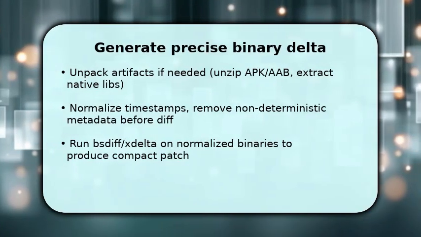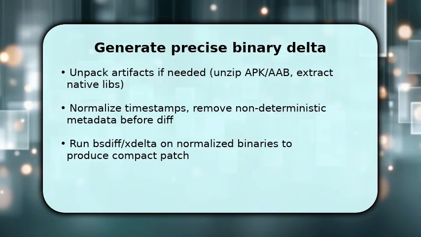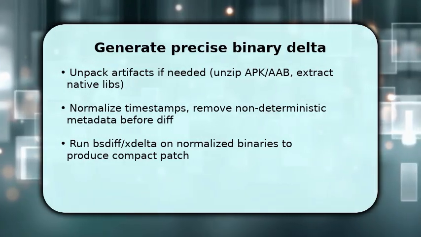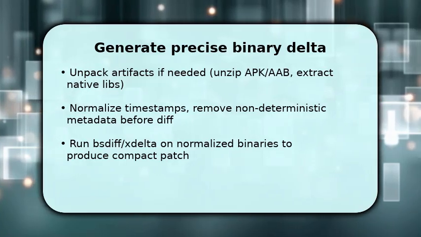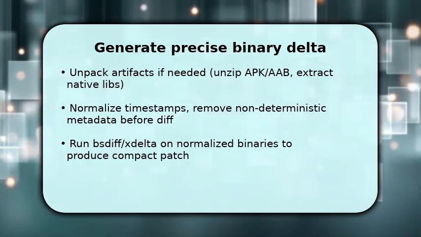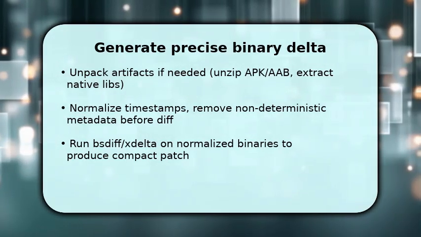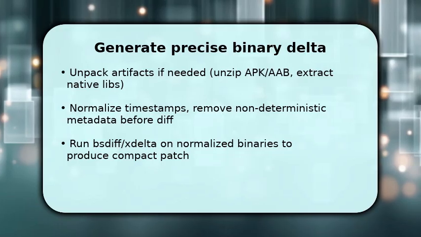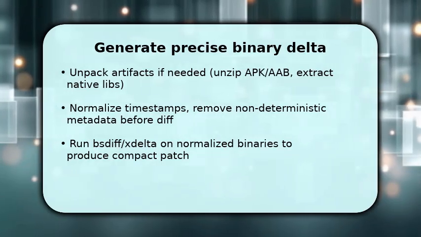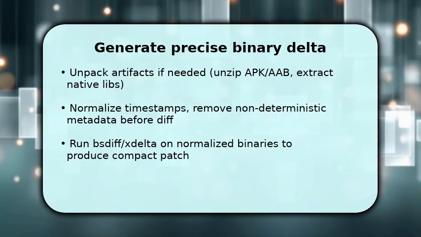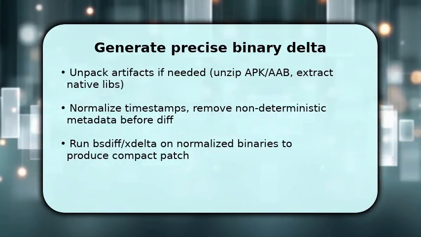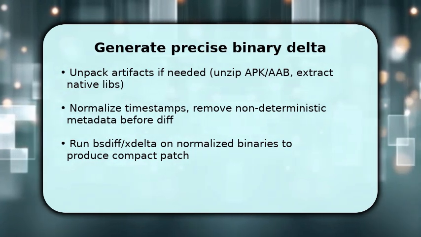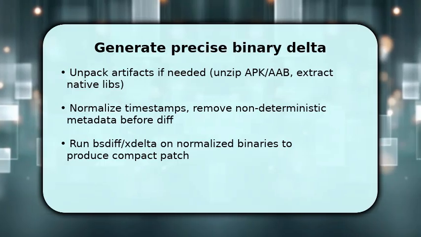Next, normalize and compare. Unzip or extract the AUT artifacts so you can align files one-to-one. Strip or normalize non-deterministic metadata like timestamps, build ID, or key store signatures that would create false differences. Once normalized, use a binary diff tool such as bsdiff or xdelta to compute a compact delta between corresponding files or the whole binary. This produces a single patch representing only the functional changes. Use transitional checks to confirm file sizes and hashes before applying the patch.